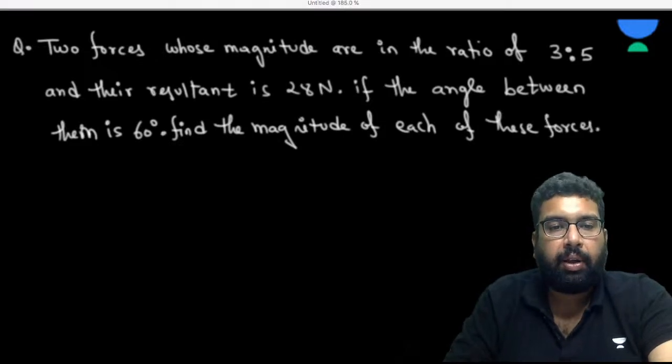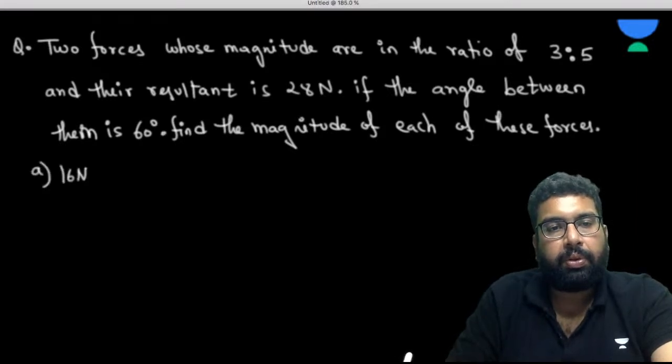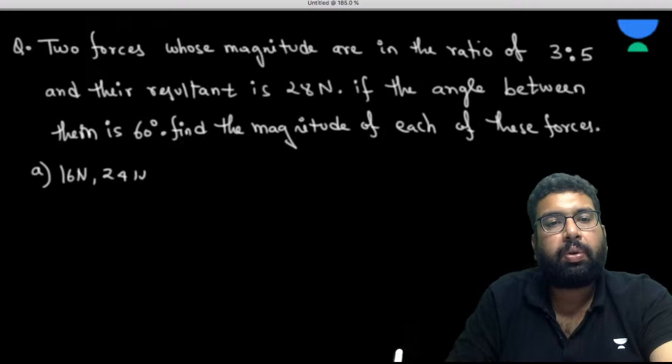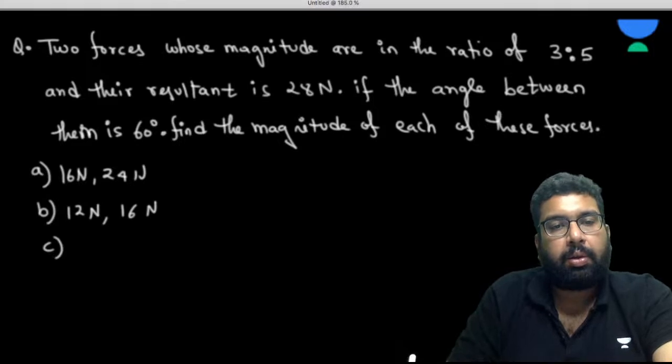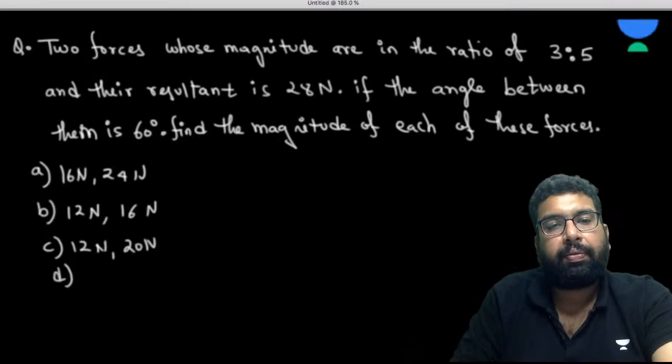Okay. So I'll give you some options here. So we have 16 Newton, 24 Newton. We have 12 Newton, 16 Newton. We have 12 Newton, 20 Newton. We have 16 Newton and 20 Newton.